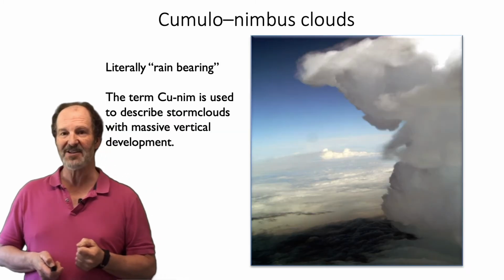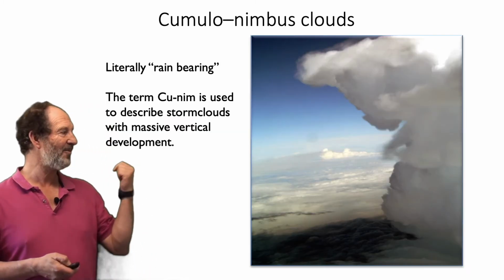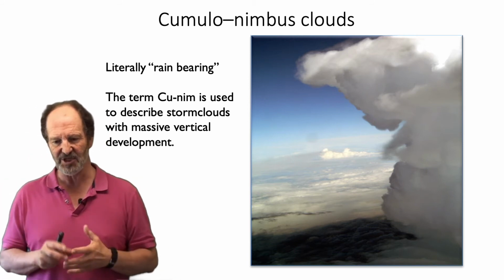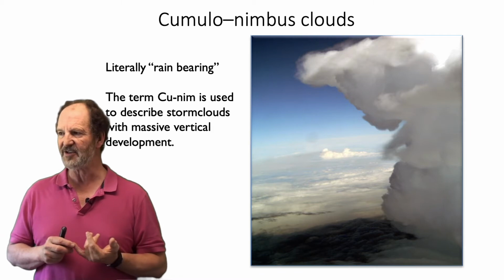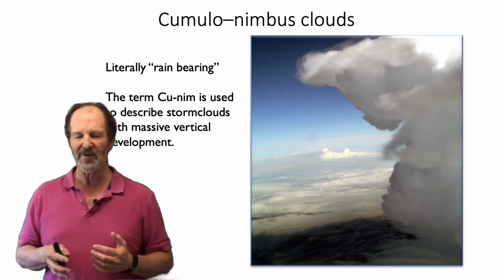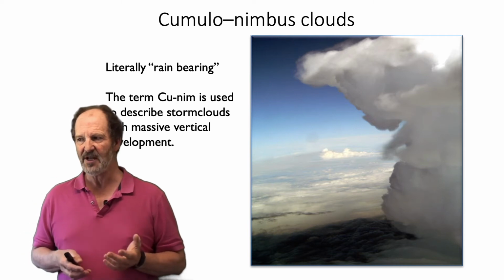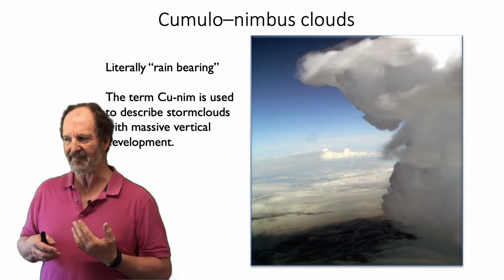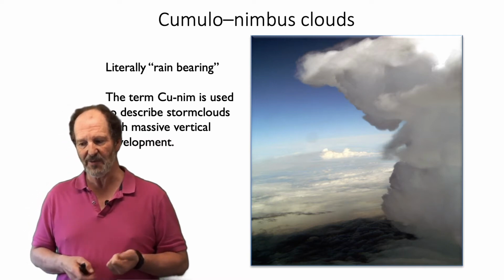And talking about hazardous clouds, this is the daddy of them, the Cumulus-nimbus cloud, or Cumulo-nimbus cloud, or CB, they're referred to on weather charts and for short. Literally, Cumulo-nimbus means a rain-bearing cumulus cloud, and that's what it is. But the term is generally taken to mean storm clouds, so those with massive vertical development.